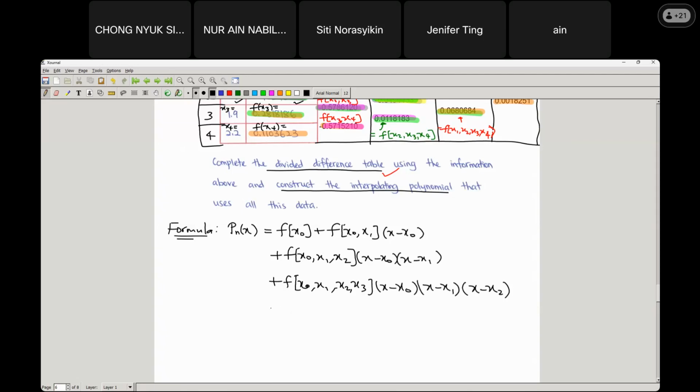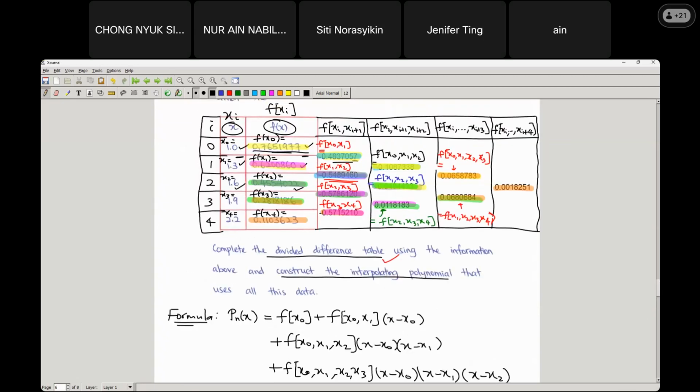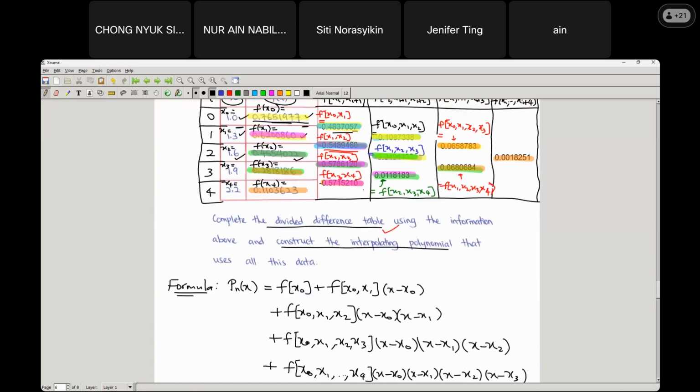Next, we have plus f[x0, x1 ... the last one is x4] times (x minus x0) times (x minus x1) times (x minus x2) times (x minus x3). So what you are going to do is substitute the value. You know the values, you have found them, because you have created the divided difference table, so you substitute all the values there. For f(x0), we have this value. This is our f(x0) value, so you substitute.